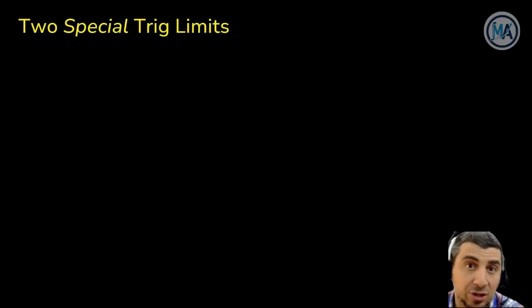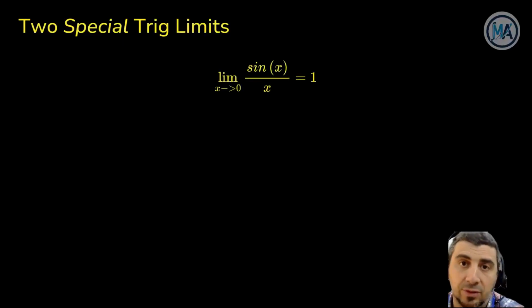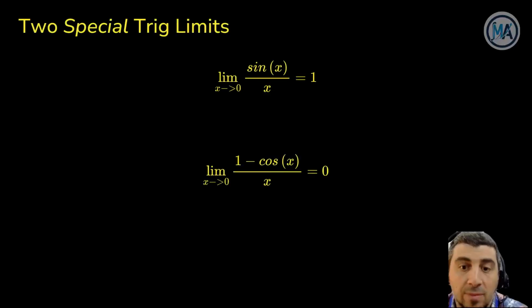Now, there's two special trig limits you have to have in your back pocket. One is the limit of sin x over x as x approaches 0. That is going to be equal to 1, as well as (1 minus cos x) over x. That limit as x approaches 0 is 0. Make sure you have these two memorized.